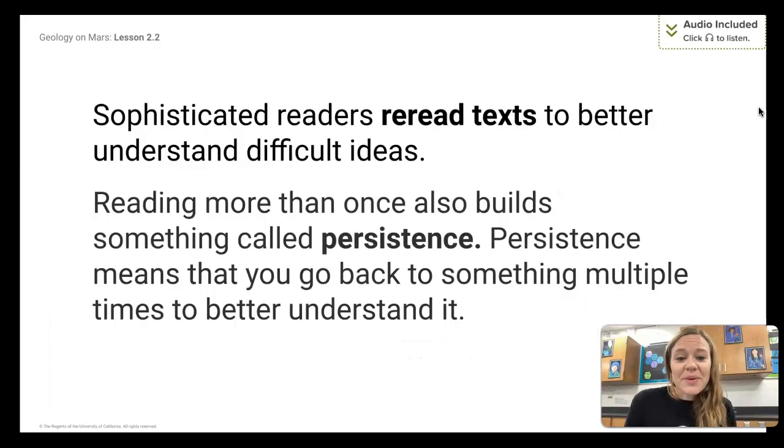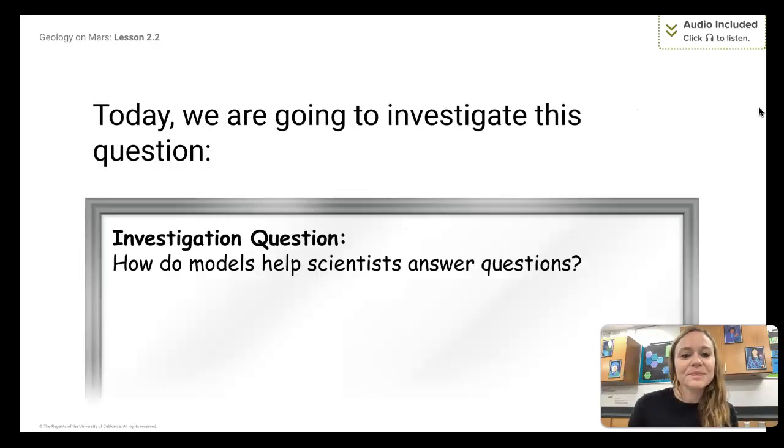So it's important that we reread and review text in order to become better readers, to become better scientists, and to better understand difficult things that we're looking at. So today you are going to start by rereading or reviewing the text that we read yesterday. If you have not already done that, go ahead and grab one of the articles from the purple bin. Remember, you have three options: your circle, your square, and your diamond, and you can pick the one that best suits your needs.